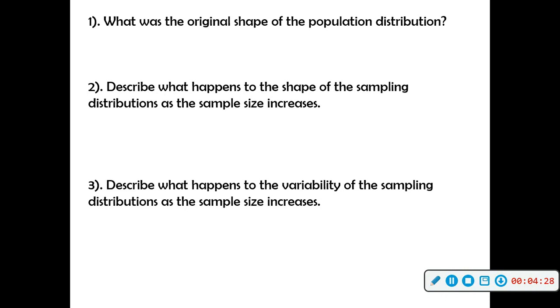So what was the original shape of our population distribution? Well, it was skewed right, right? We had a lot of data on the left-hand side, and then our tail went to the right, so skewed right. What happened to the shape of our sampling distribution as our sample size increased? We got closer to being normal, right?